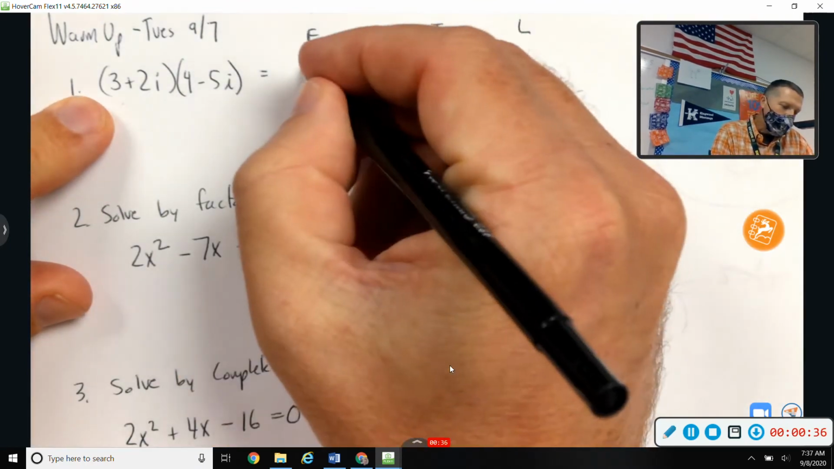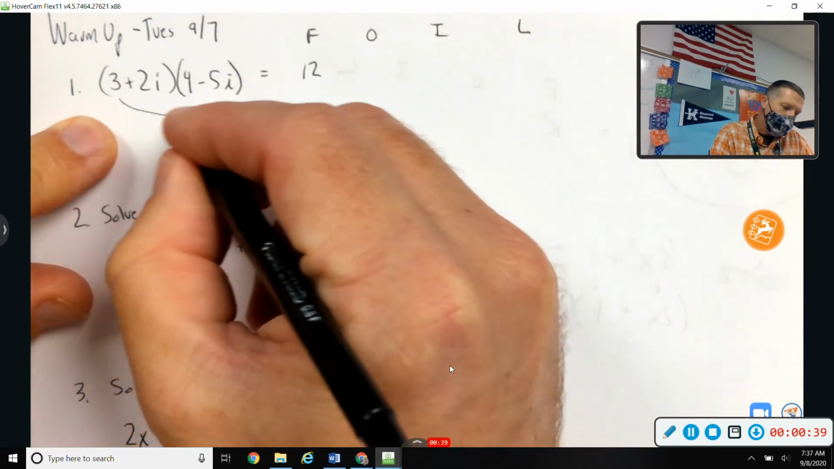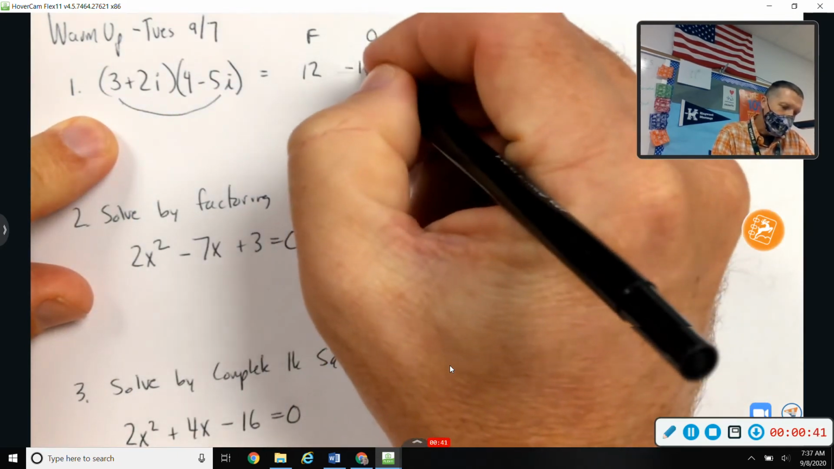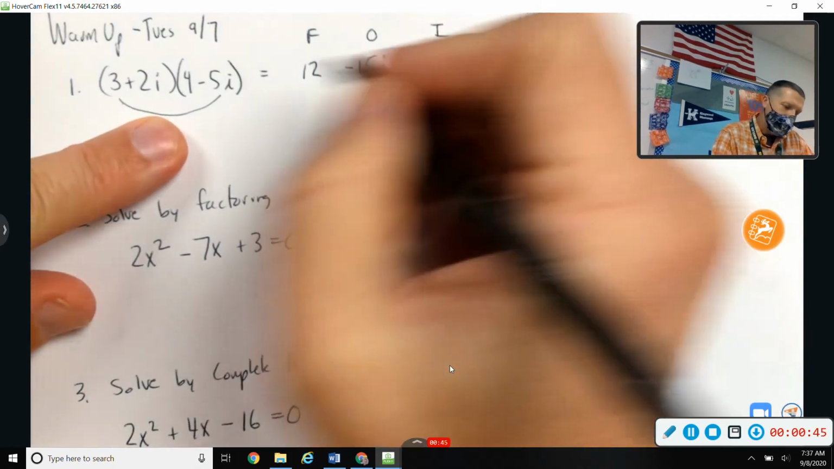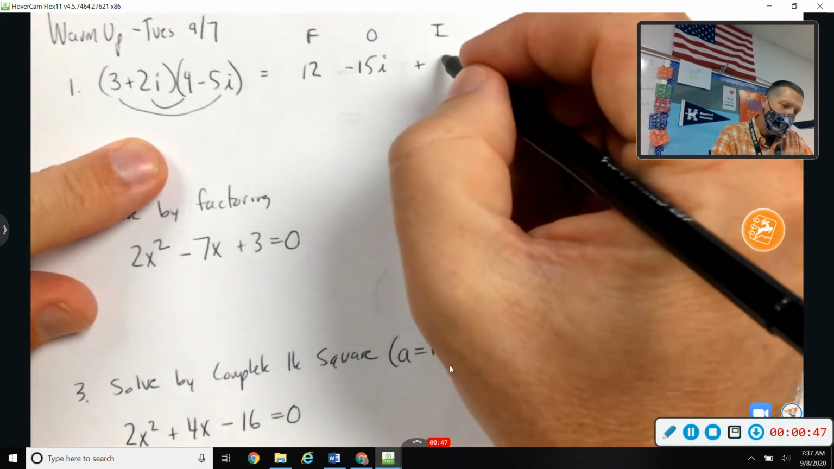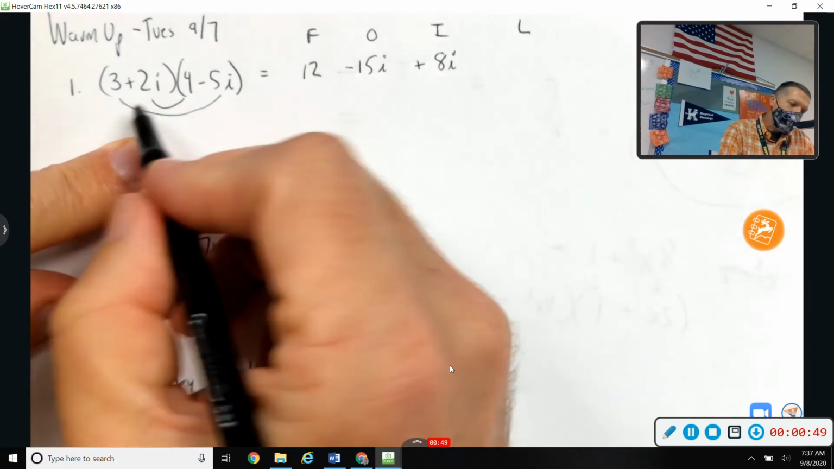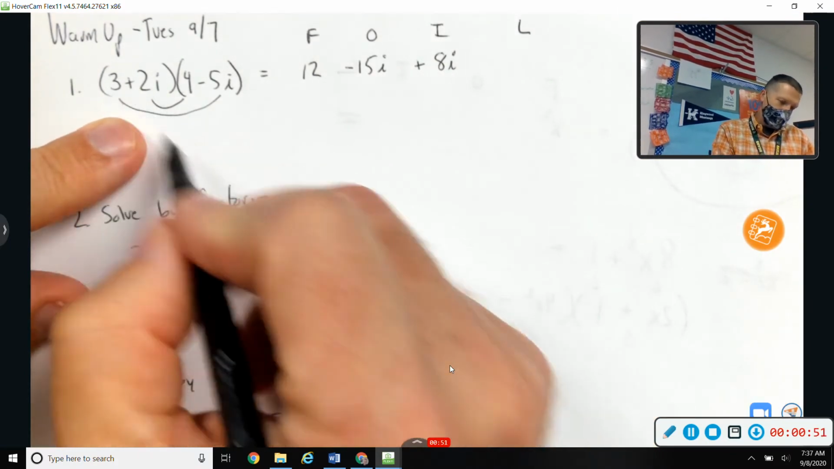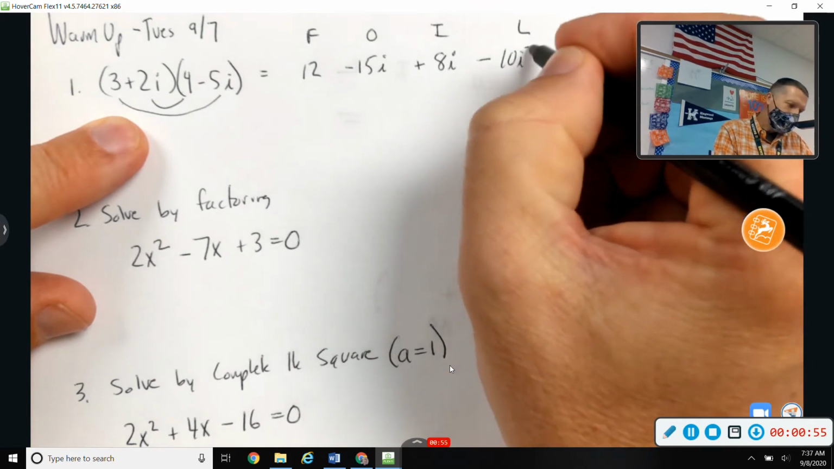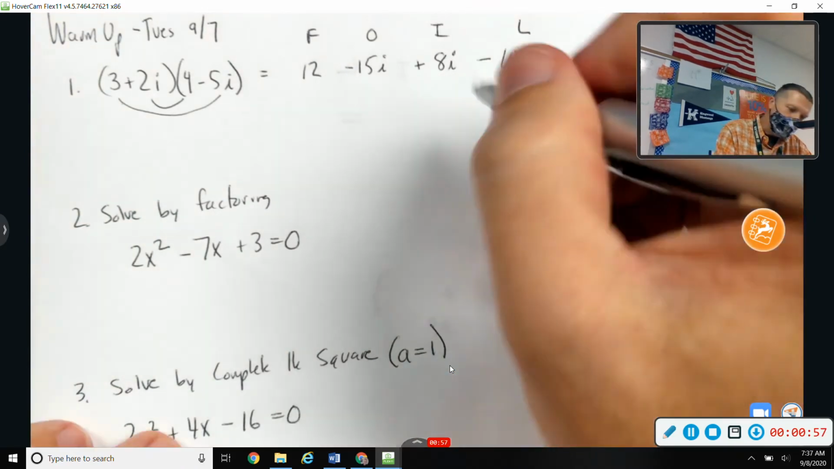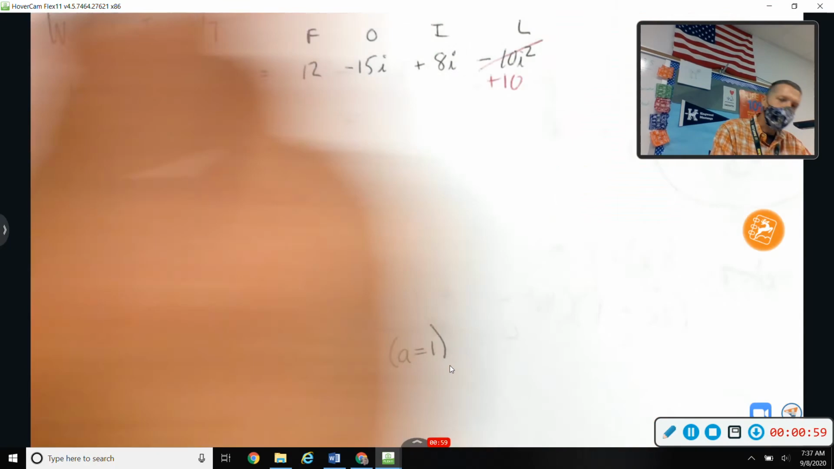3 times 4 is 12. 3 times negative 5i would be negative 15i. Insides, 2i times 4 would be 8i. And last, i squared is coming up, so minus 10i squared, which means plus 10.